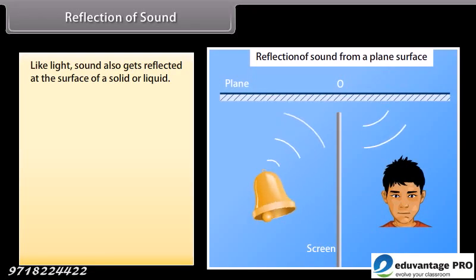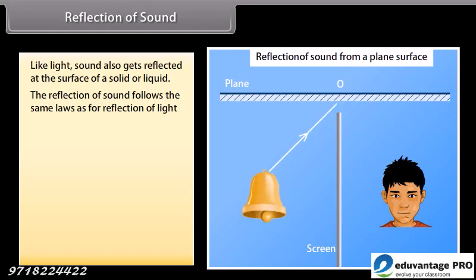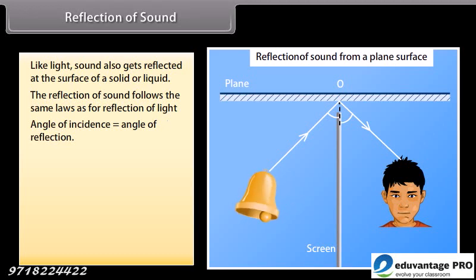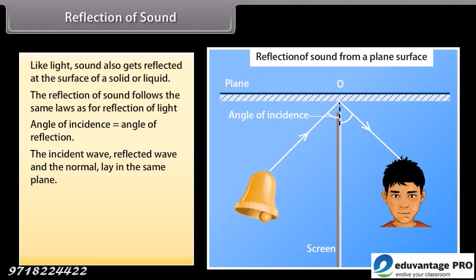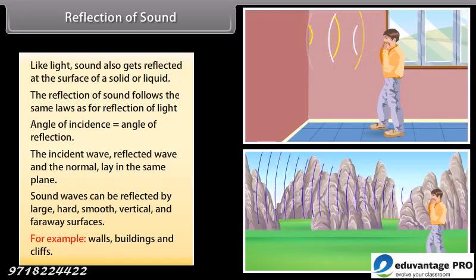Reflection of sound. Like light, sound also gets reflected at the surface of a solid or liquid. The reflection of sound follows the same laws as for reflection of light. Angle of incidence is equal to the angle of reflection. The incident wave, reflected wave and the normal lie in the same plane. Sound waves can be reflected by large, hard, smooth, vertical and faraway surfaces. Example, walls, buildings and cliffs.